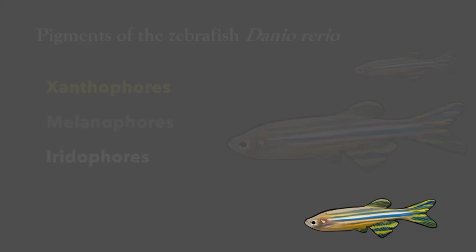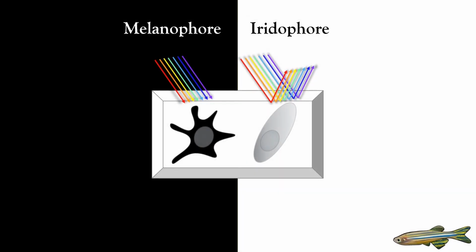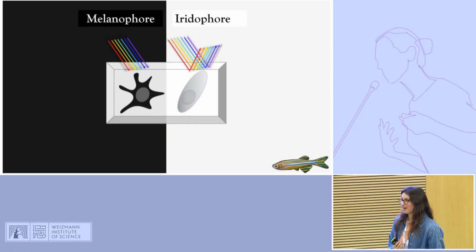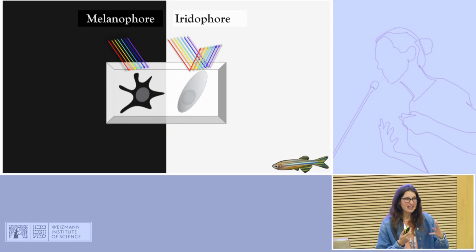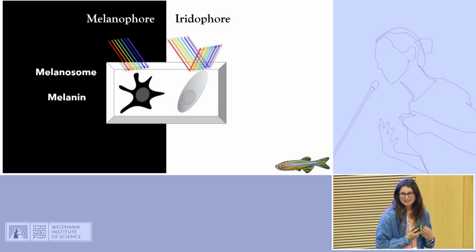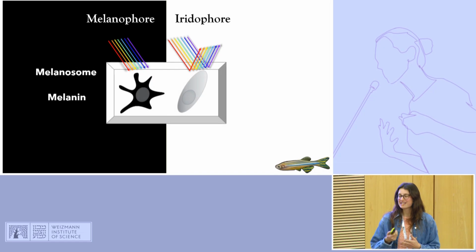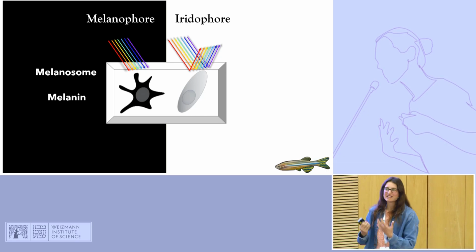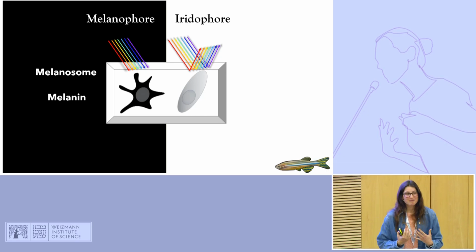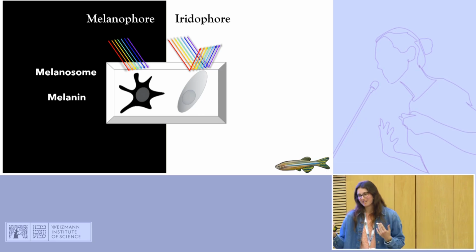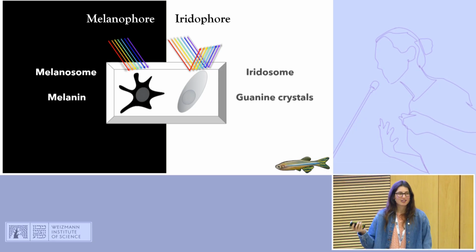Now, for my talk today, we need to be more familiar with 2 types of pigment cells. We have the black melanophores, and they absorb light. And they have the melanosome. This is the pigment that has the melanin. Melanin is the black pigment inside of them, and we humans have this pigment. We have melanin.